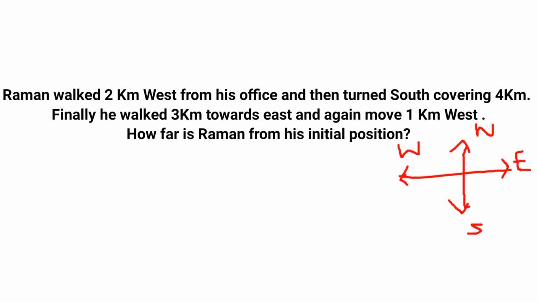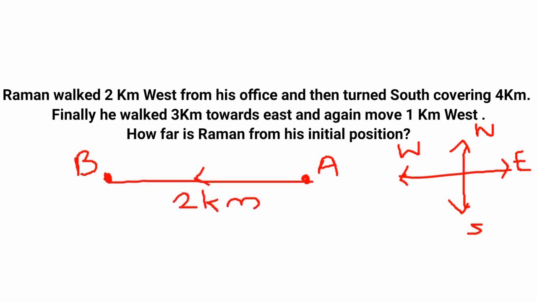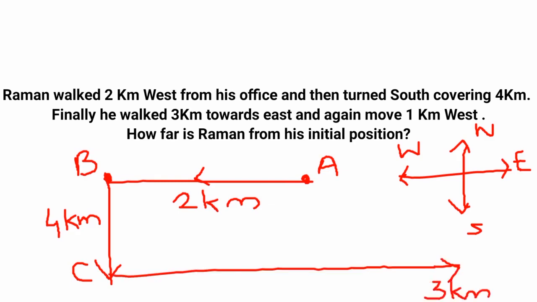In the question it is said that Raman walked 2 kilometers west. Let his office be at A. From there he walked 2 kilometers west. From the direction map you will be able to identify the direction. After that he turned south covering 4 kilometers. South is in the downward direction. He covered 4 kilometers. Then he walked 3 kilometers towards east. From there he again moved 1 kilometer west. Now he is at position E.